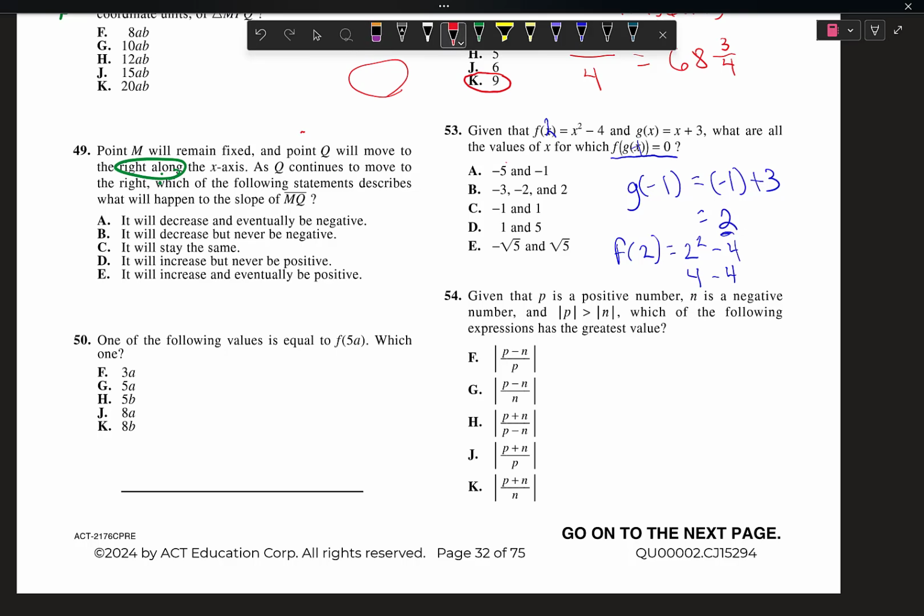So let's check -5 now. We're going to take -5 and substitute it for x. I'll do it down here. -5 plus 3 is -2, and then we take -2 and substitute it into the f function, and we see this is going to work out. -2 squared is 4, 4 minus 4 is 0, so this is our answer.